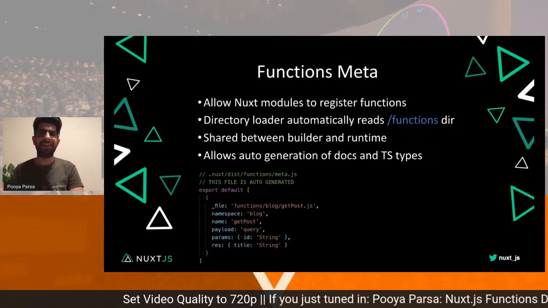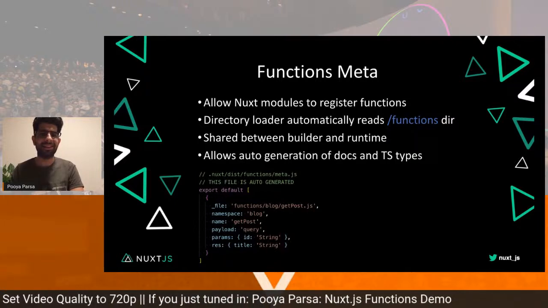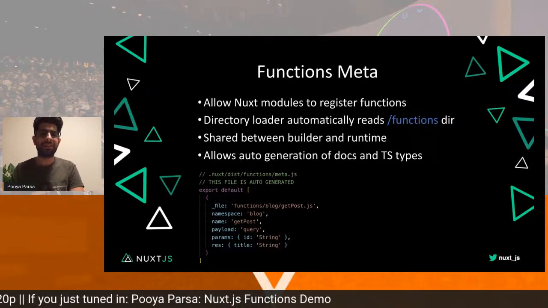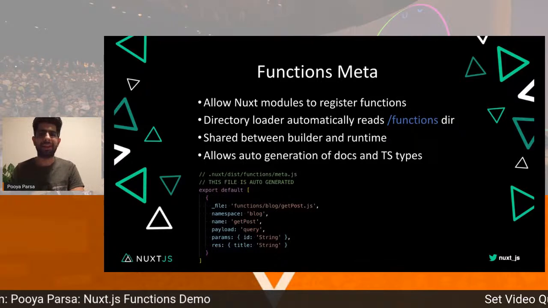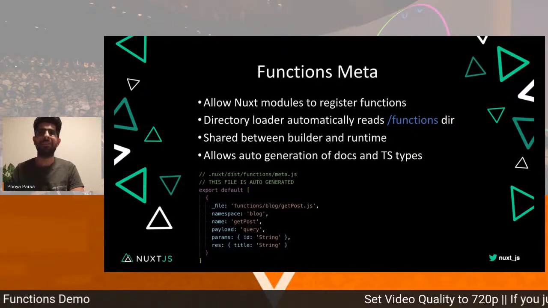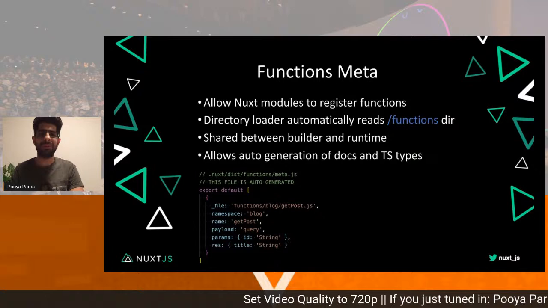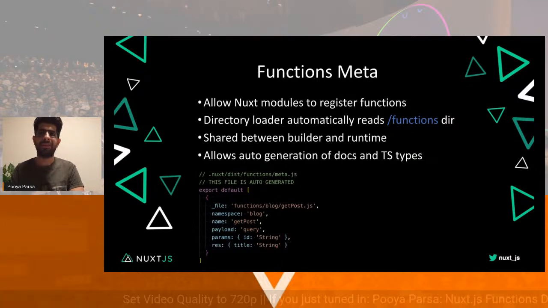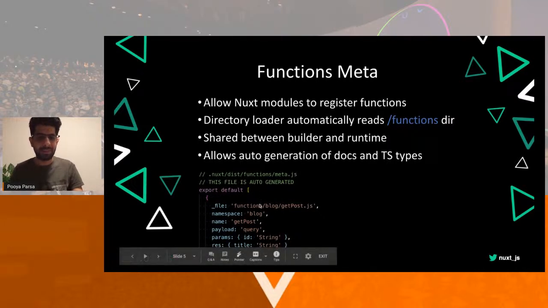And the most interesting part is that it gives us the ability to auto-generate the types and documentation. So in your IDE, when you type functions dot, it allows you to have an autocomplete. It's quite a different experience compared to a normal REST function usage. And this is an example of how this is being generated.